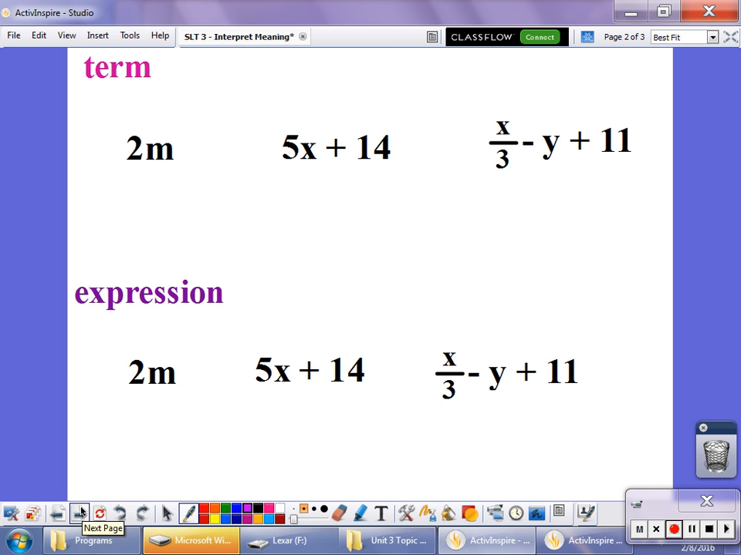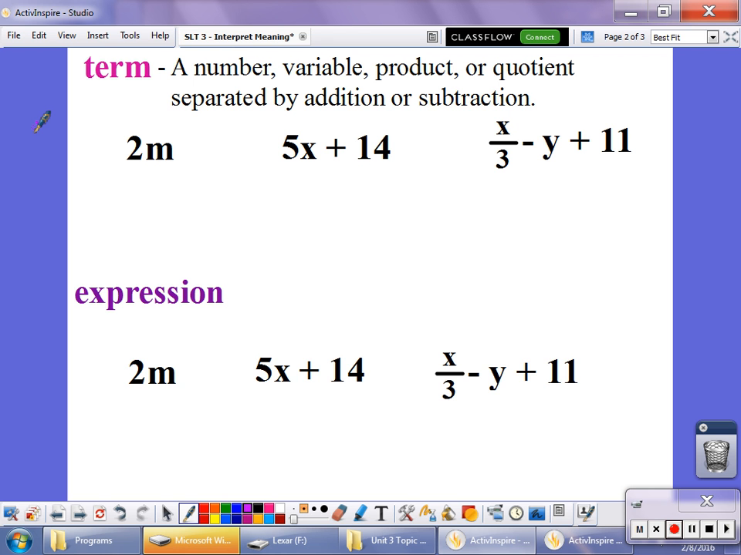Now, the last thing I want to do when we talk about expressions is just talk a little bit about vocabulary. The first vocabulary word you need to know is a term. A term is a number, a variable, a product or a quotient that's separated by addition or subtraction signs. In this case, we have a product of 2 times m. This is a term, and there's only one term because there's no addition or subtraction signs.